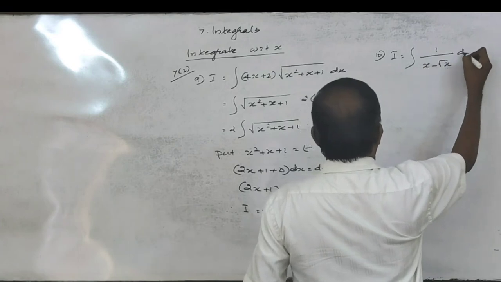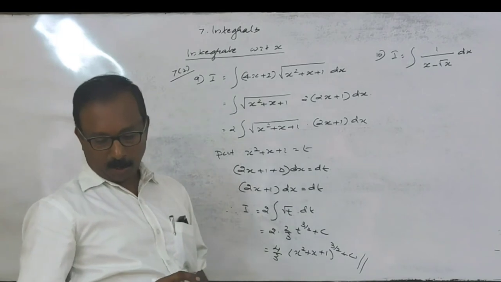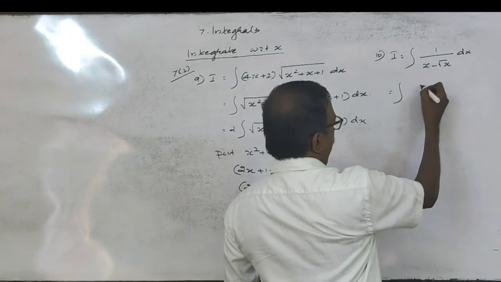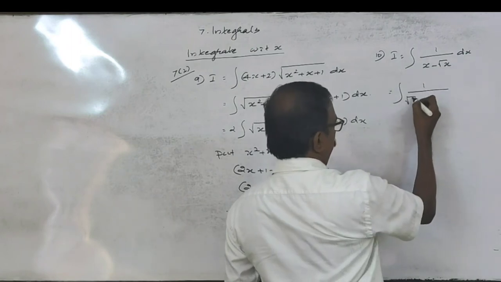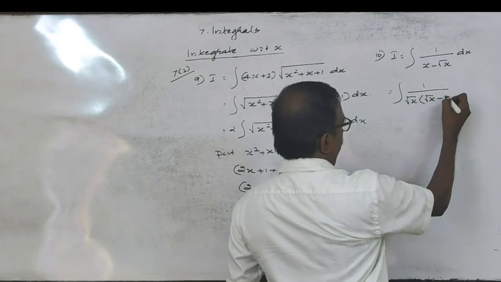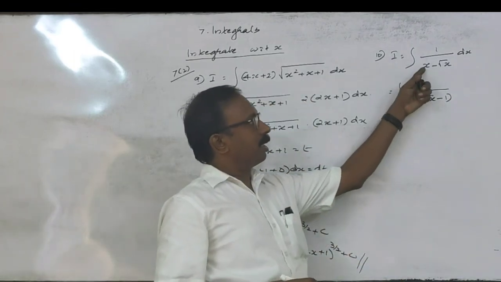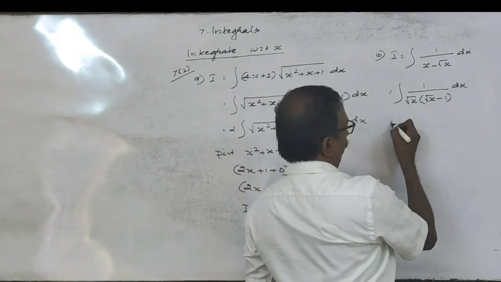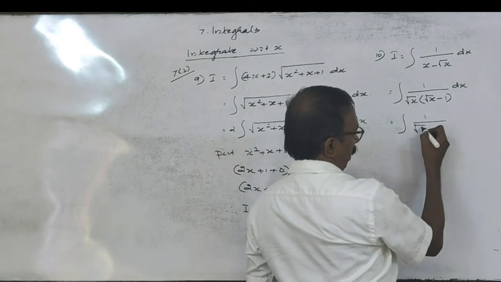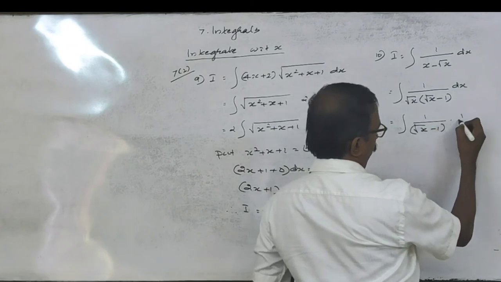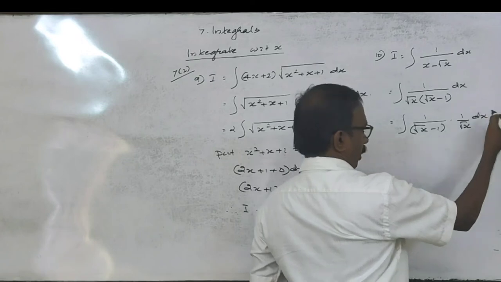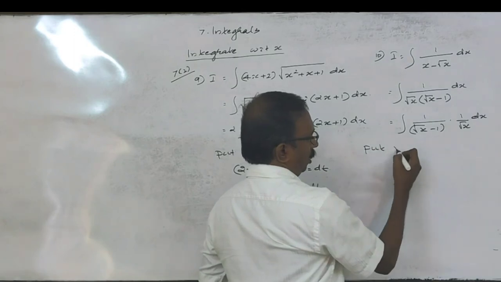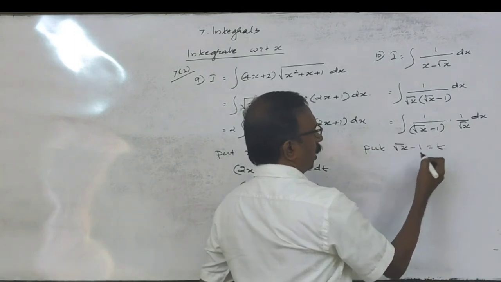Next, integral of 1 by x minus root x into dx. This question, rearrange x minus root x: root x is common, so root x into root x minus 1. Root x into root x is x, root x into 1 is root x, isn't it? Once again we have integral of 1 by root x minus 1 into 1 by root x into dx, isn't it?